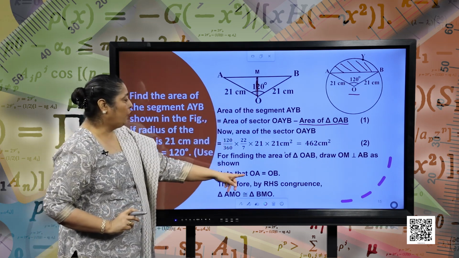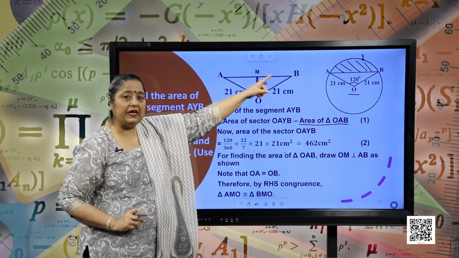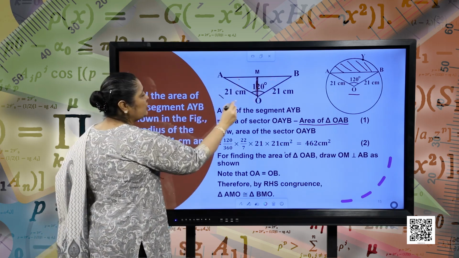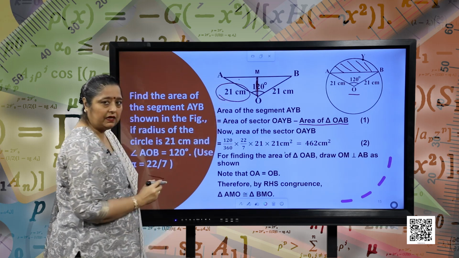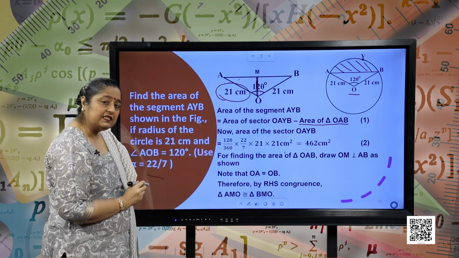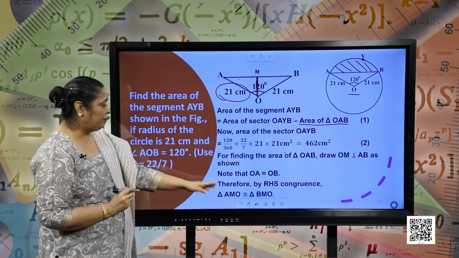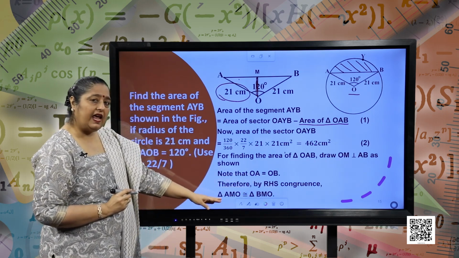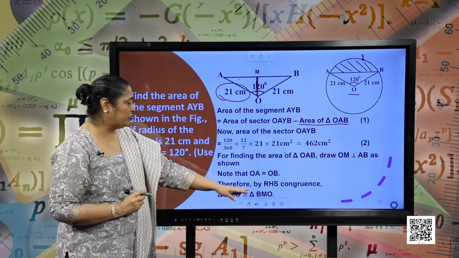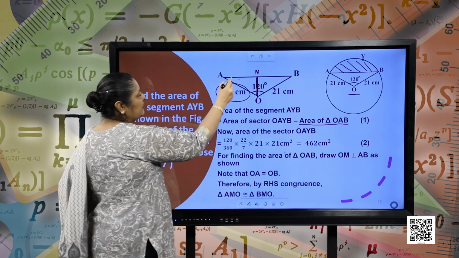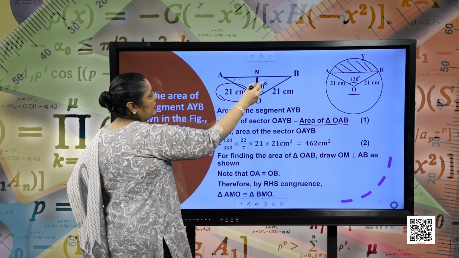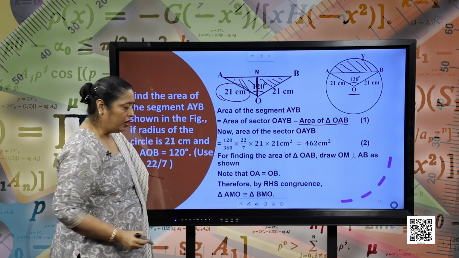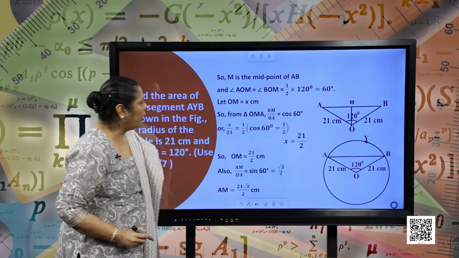Then we have OA is equal to OB. Why? OA is equal to OB because each is 21 centimeter. Each is the radius of the circle. Therefore, by RHS congruency, triangle AMO is congruent to triangle BMO. These two triangles are congruent. So, let us move forward.